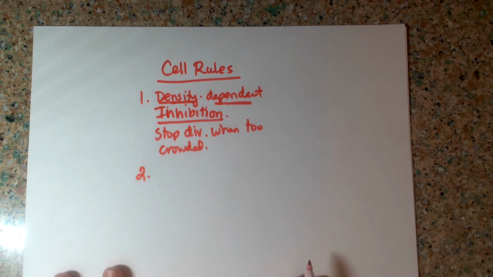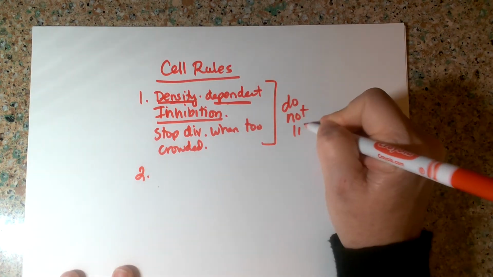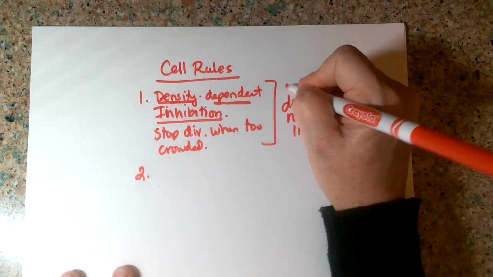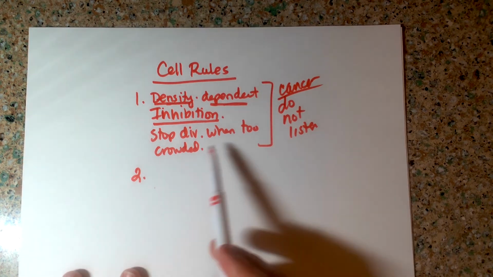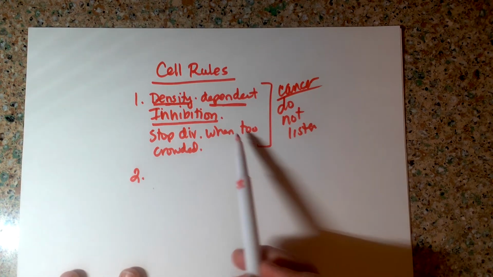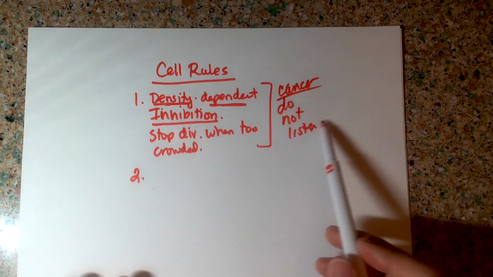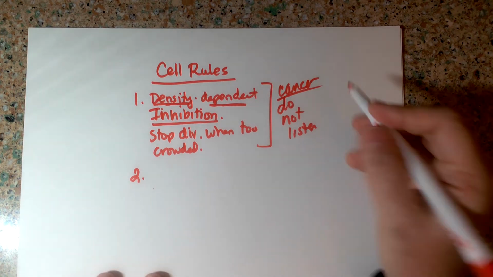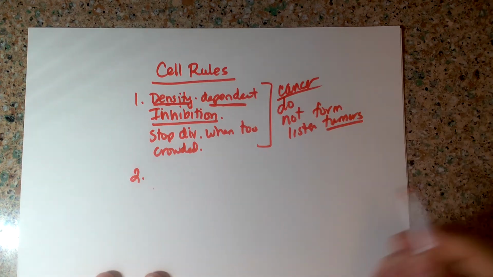Okay? Cancer cells do not follow this. Okay, so cancer just does its own thing. Like they love crowds, okay? And that's why they can actually form tumors because a normal cell will not get all crowded. But cancer cells are like, whatever, we don't care. We're gonna form tumors, okay? So rule number one, they don't listen there.